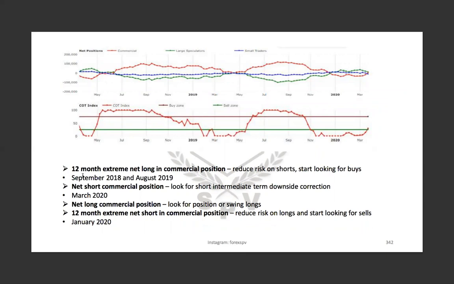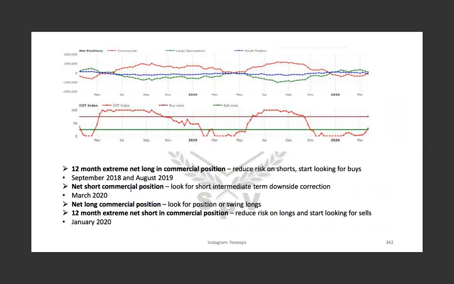So we have the 12-month extreme net long in the commercial position. Here we are looking at commercials. This is around September 2018 and August 2019. So September is here, August is here. So this was the 12-month extreme net long. Reduce risk on shorts. Start looking for buys.